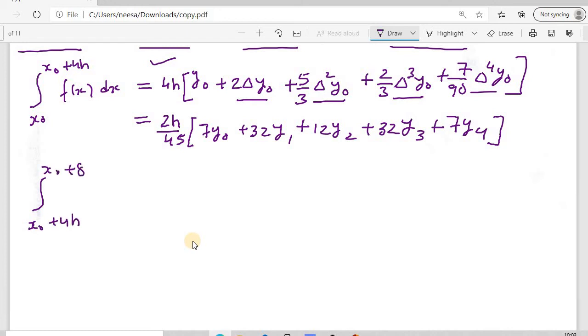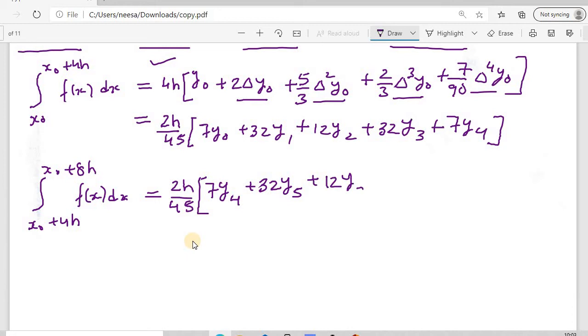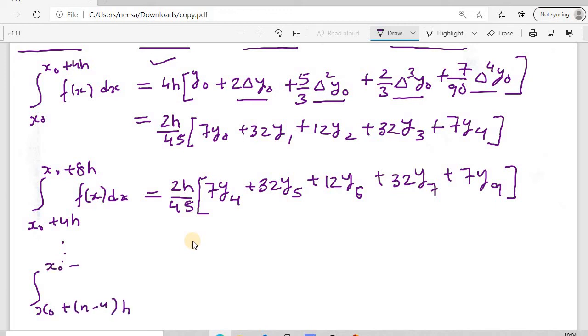This will be the integral from x0 plus 8h of f(x) dx. So now this will be 2h upon 45, times: y0 to y4 plus this is 32y5 plus this will be 12y6 plus this will be 32y7 plus 7y9. Right, in the same way, we can write more terms, and let me write the last term, which is the integral from x0 plus n minus 4h to x0 plus nh of f(x) dx.